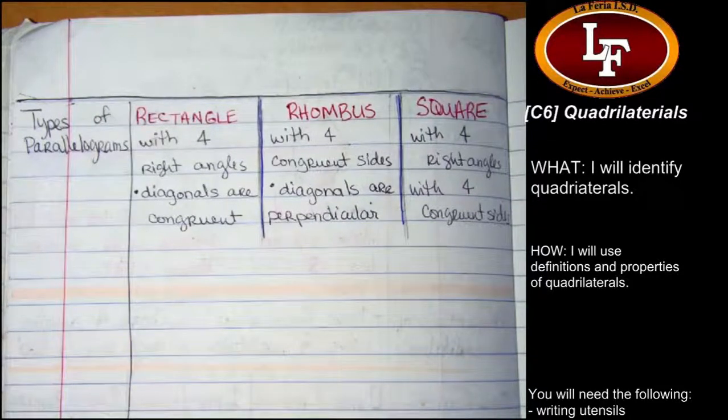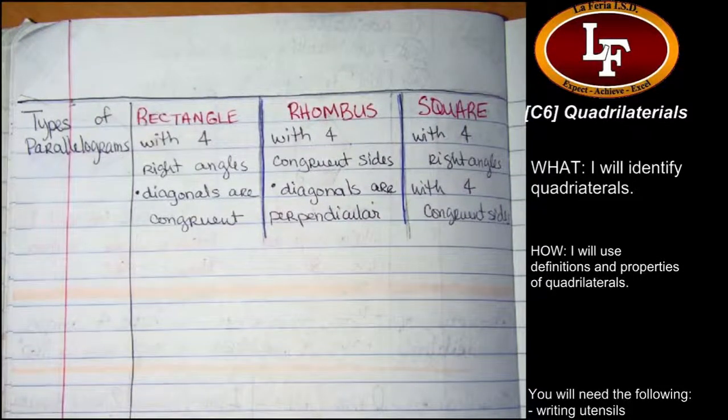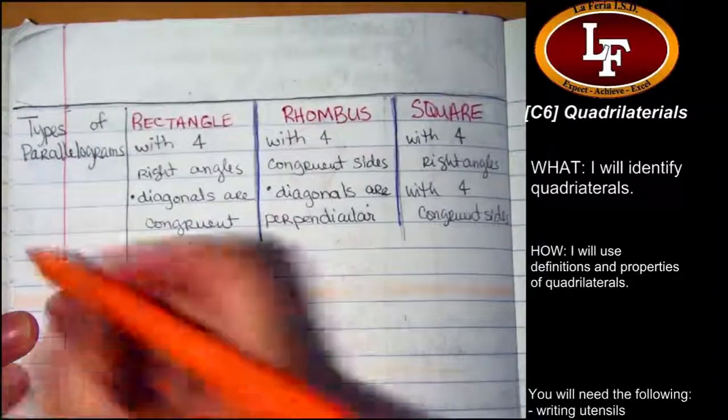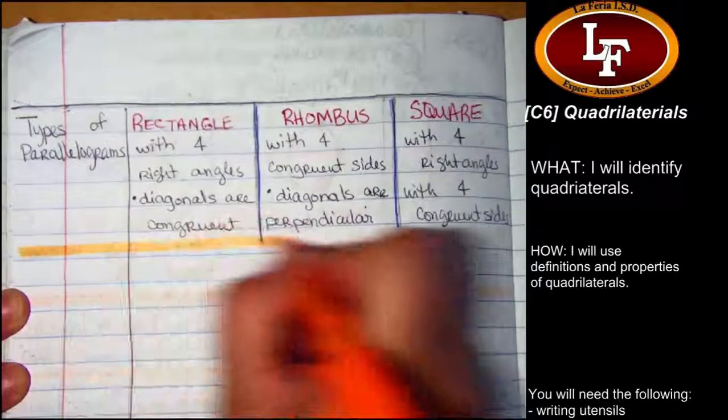So the square is going to have all the properties of a parallelogram, and all the properties of rectangles, diagonals are congruent, and all the properties of a rhombus, diagonals are perpendicular, all at the same time. The square is a very, very, very picky little beast.